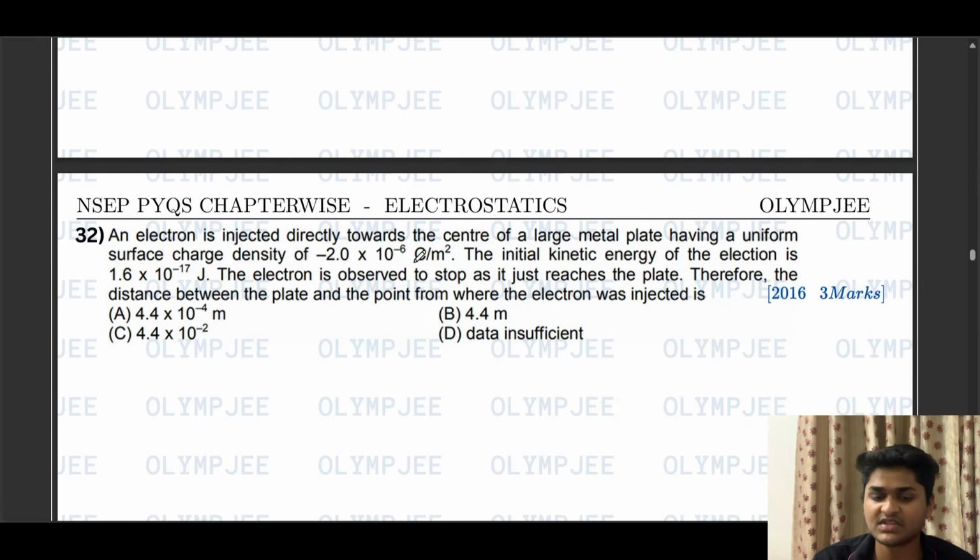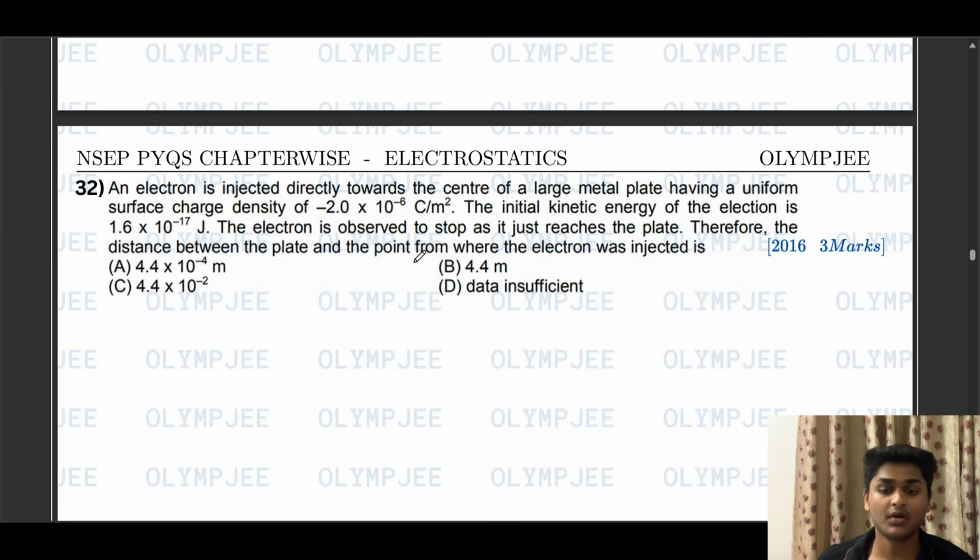So moving on to question 32, we have an electron injected directly towards the center of a large metal plate having a uniform surface charge density of -2 multiplied by 10 raised to power -6 coulomb per meter square. The initial kinetic energy of the electron is this much. The electron is observed to stop just as it reaches the plate. Therefore, the distance between the plate and the point from where the electron was injected is.